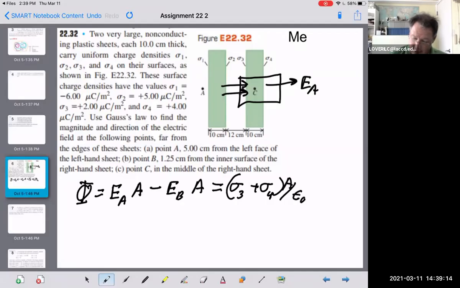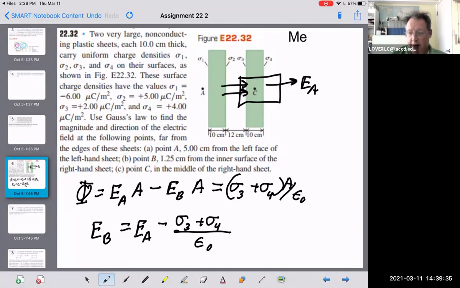So in that case, EB would have been EA minus sigma 3 plus sigma 4 over epsilon naught. All right, and that, you can check it out, will give you the exact same result that we just saw, namely sigma 1 plus sigma 2 minus sigma 3 minus sigma 4 over 2 epsilon naught.